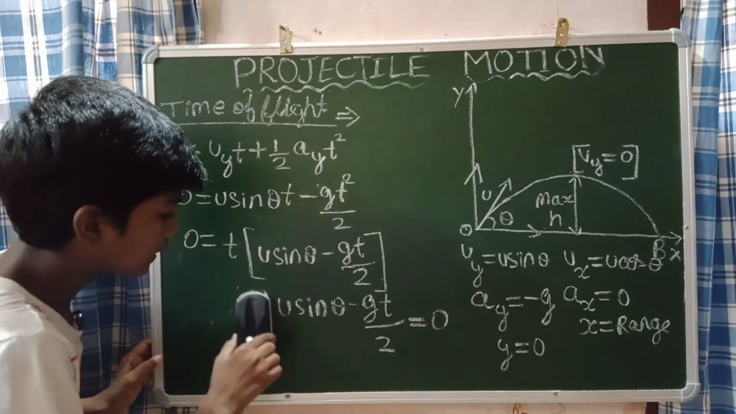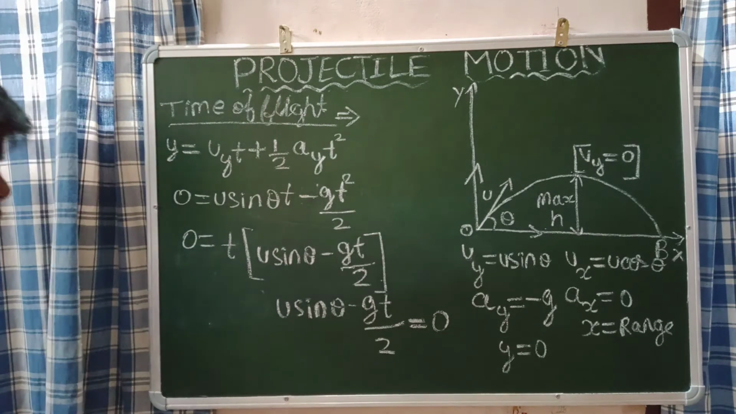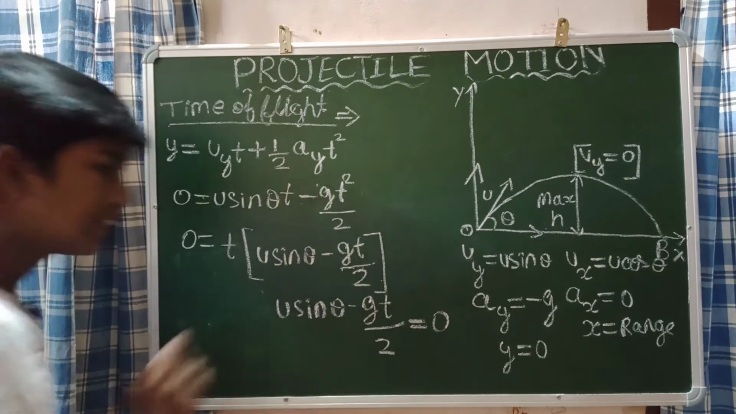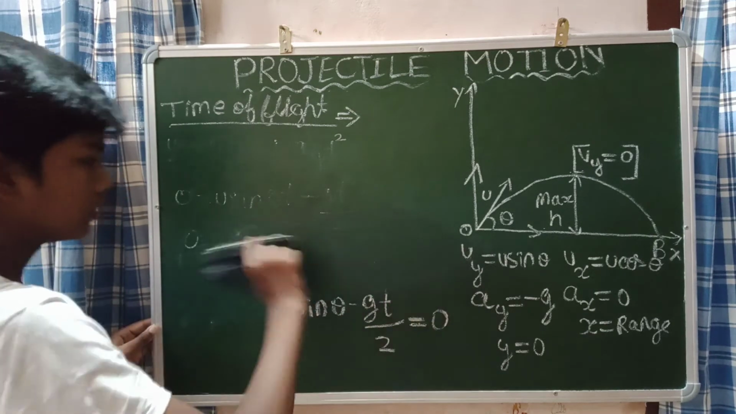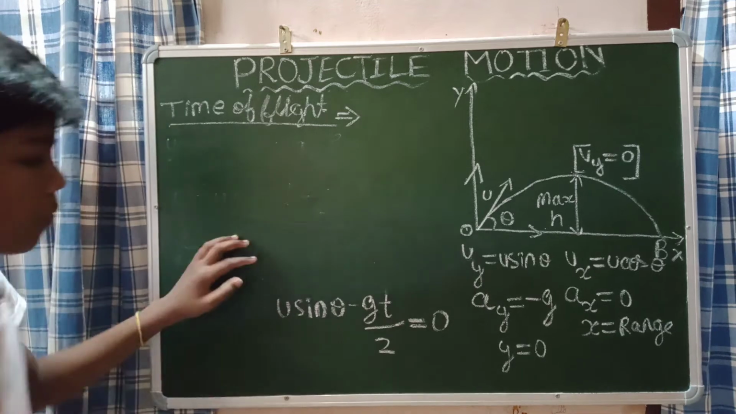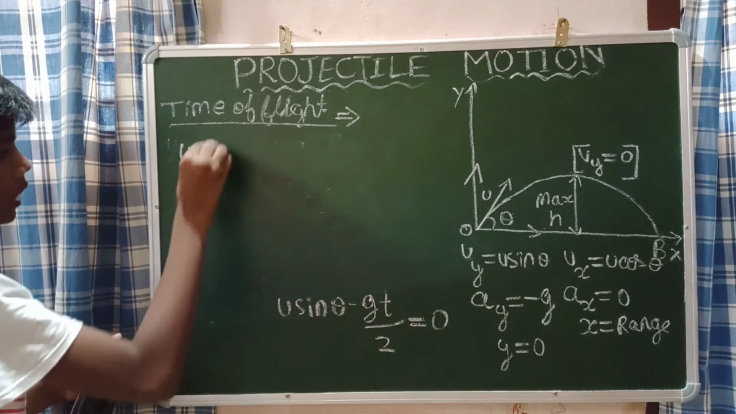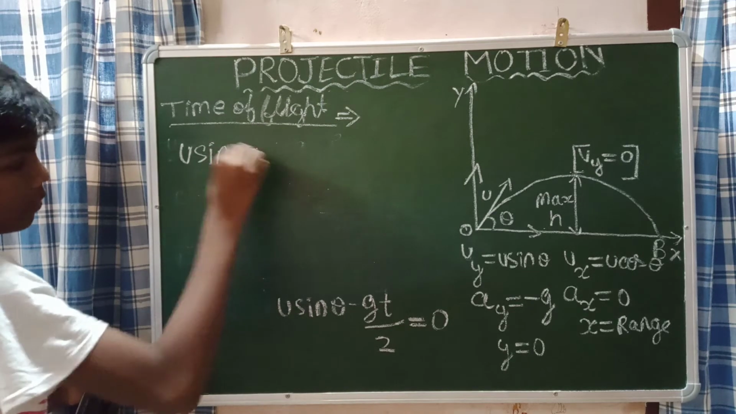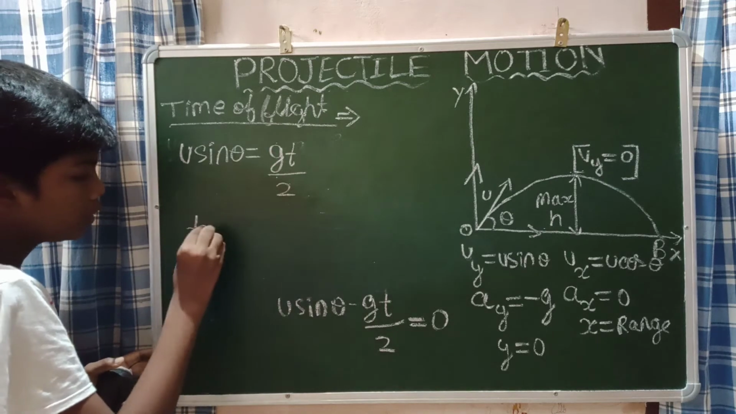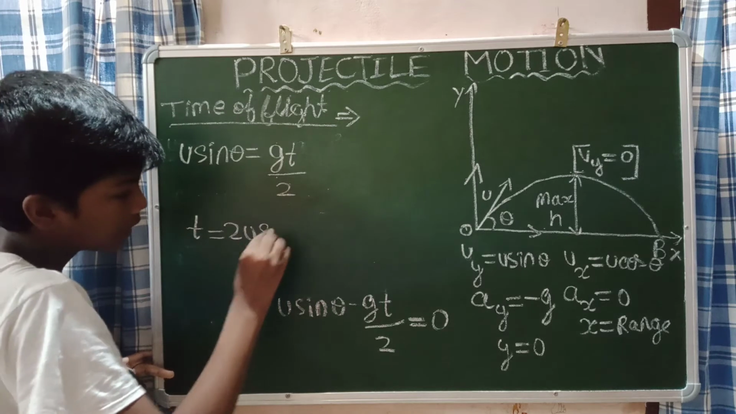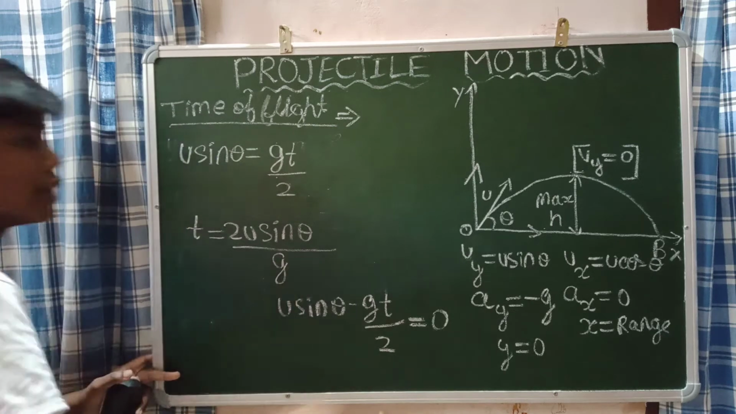Now focus on this equation guys. Now here we need to find the time taken. Tell me guys, when you evaluate this equation, what will the time taken be? The equation becomes u sin theta equal to gt by 2. So the time taken will be equal to 2u sin theta divided by g guys.